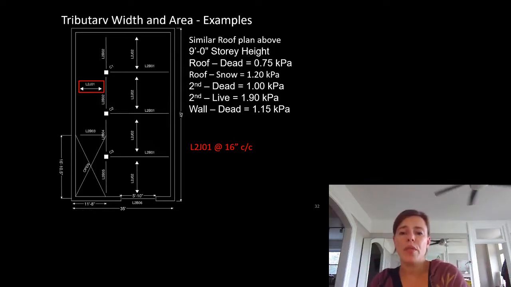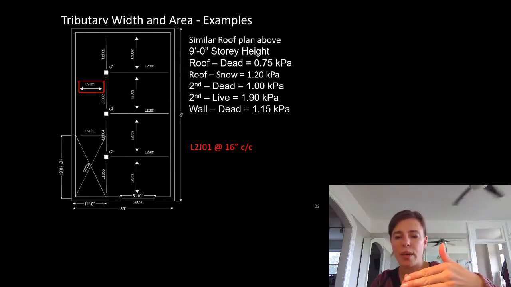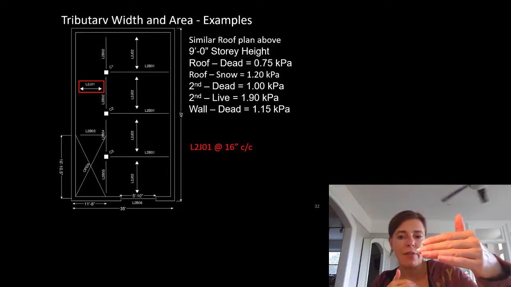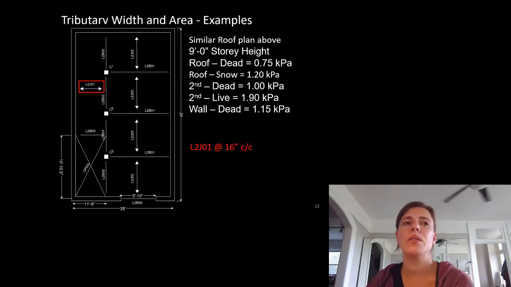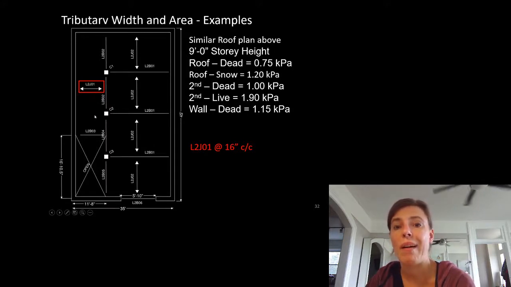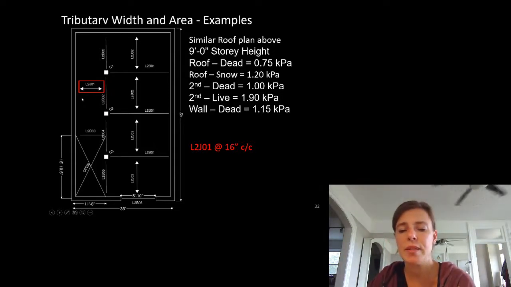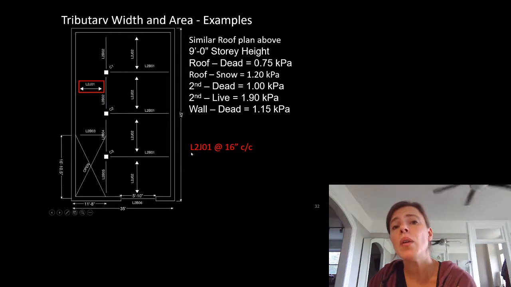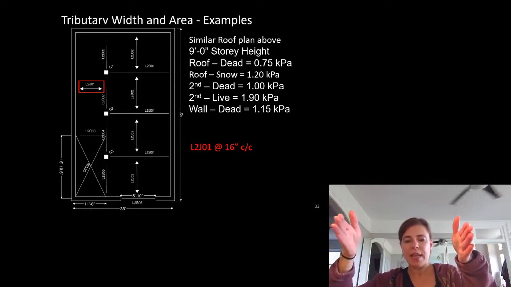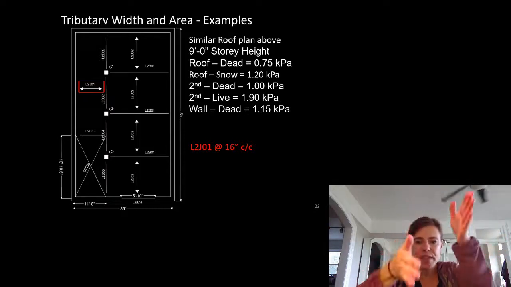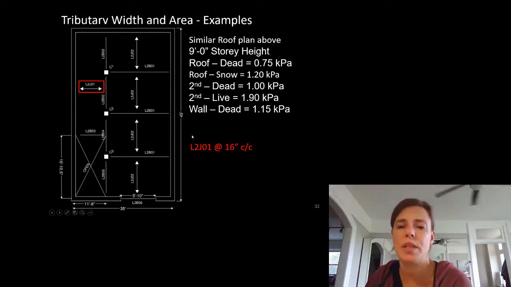Well, the tributary width for this is going to be half of the width of the floor it's carrying beside it on one side, half of the spacing to the joist beside it, and half of the spacing to the joist on the other side. If we've got these at every 16 inches, one of these is going to pick up half of what's happening between these two, or 8 inches, and then half of what's on the other side, so 8 inches and 8 inches, so the tributary width is 16 inches. So not only does it tell us that these things are every 16 inches, it tells us that the tributary width is half of each side, giving us 16 inches of tributary width as well.